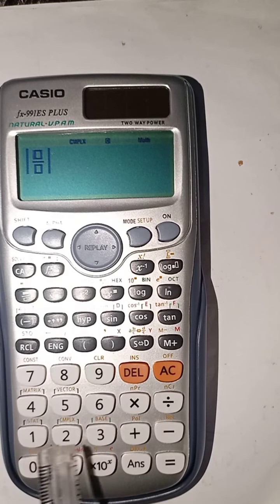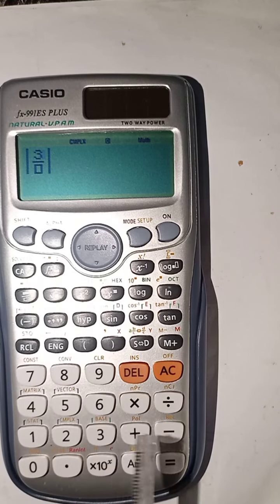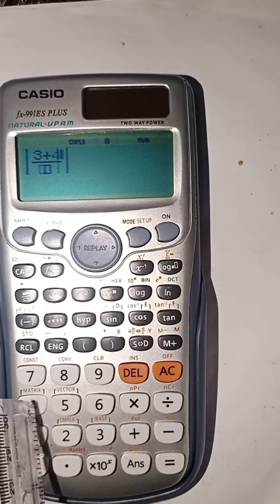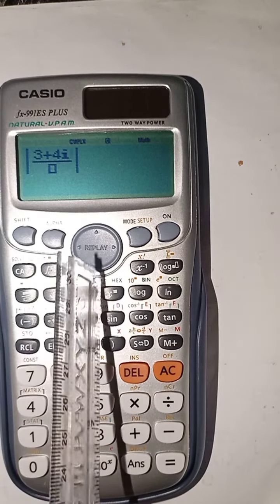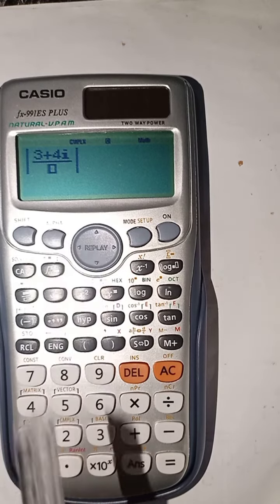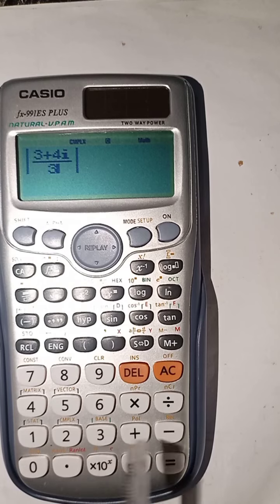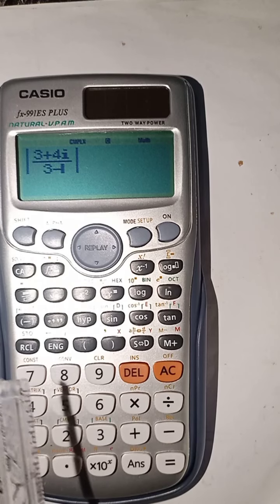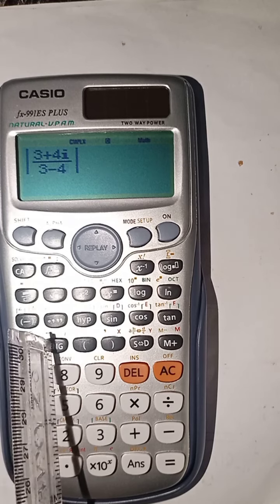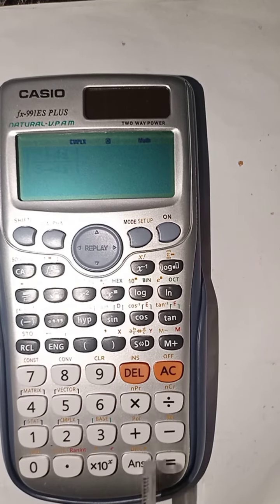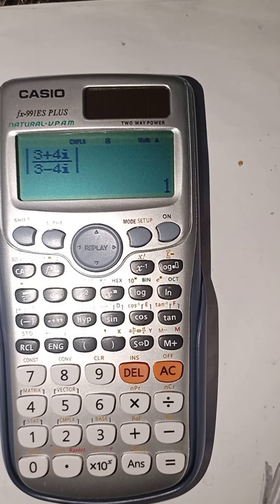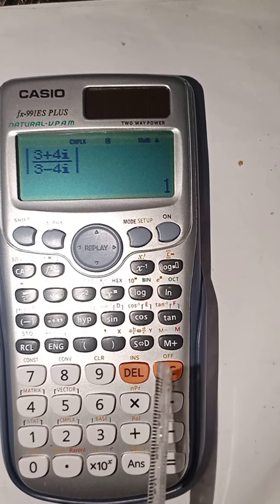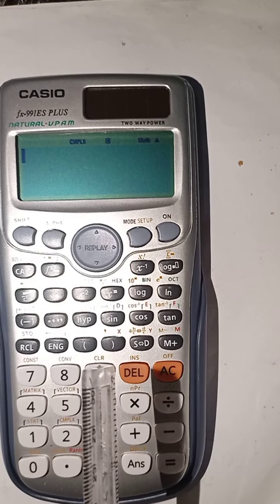Then we have 3 plus 4i. Then press the down part of the replay button. We'll have 3 minus 4i. Then click on equal to. The answer is 1. The modulus of this is actually 1. Then let's go to the second question.